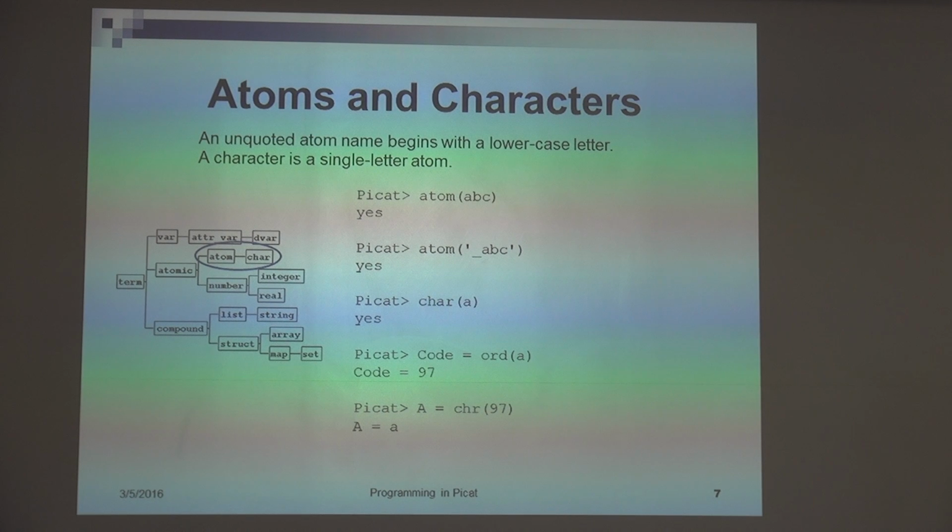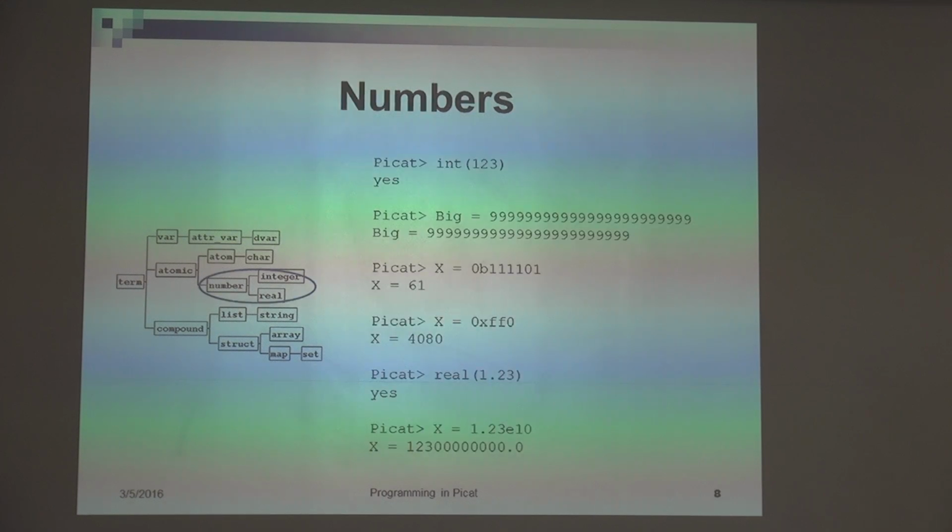Atoms are symbols. Atoms can be quoted and they can be unquoted. An unquoted name begins with a lowercase letter. And a character is just a single letter atom. You can use atom to check if a term is an atom. You can use char to check if a term is a character. You can use ord to get the code, here a UTF-8 code, of a character, and you can also convert a code to a character. Numbers are not different from numbers you see in other languages.